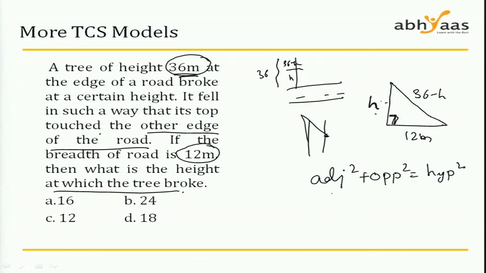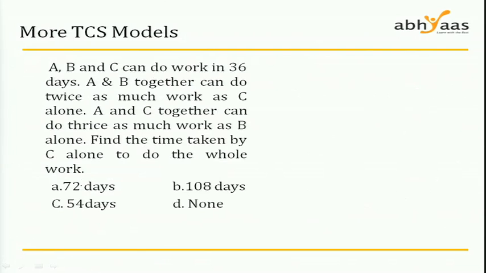If you take a look at this and substitute, you have 12 square plus h square is equal to (36 minus h) whole square. Solve this entire equation. I think you'll get your answer to be 16. So the tree broke at a height of 16 meters. Just an application of your Pythagoras theorem. Let's move on to the next one now.